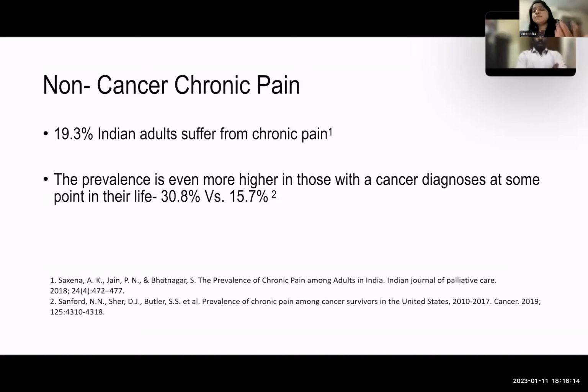So these patients do a lot of doctor hopping, hospital hopping and doctor shopping. They go to psychiatrists, they go everywhere without getting proper treatment. And we cannot prescribe opioids to these patients either. So these patients also suffer very much like cancer pain patients, and their quality of life is often severely affected.